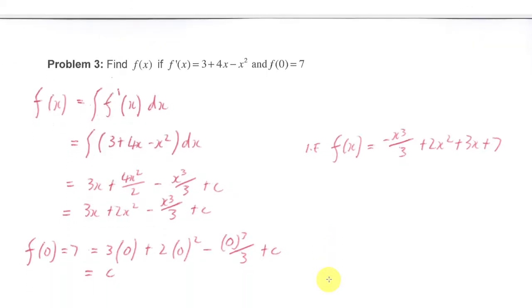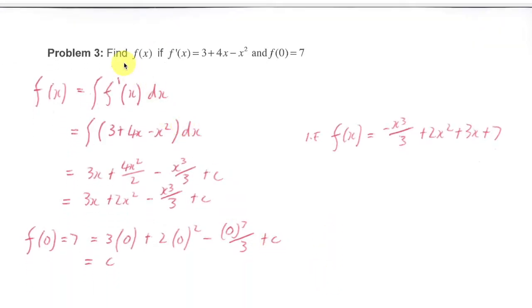Let's look at another application. Here, we need to find f of x. We know that the derivative is equal to 3 plus 4x minus x squared, and we know that 0, 4 is a point that lies on f of x. So f of x is going to equal the antiderivative of f prime of x with respect to x. So it's the antiderivative of this, and this will simplify to f of x equaling that line there.